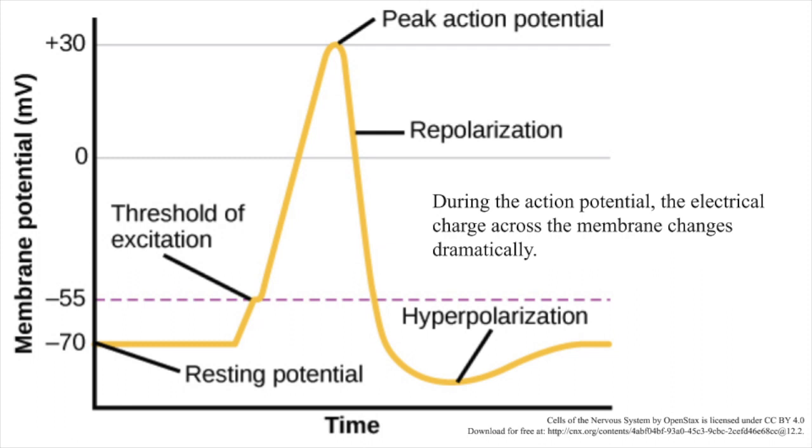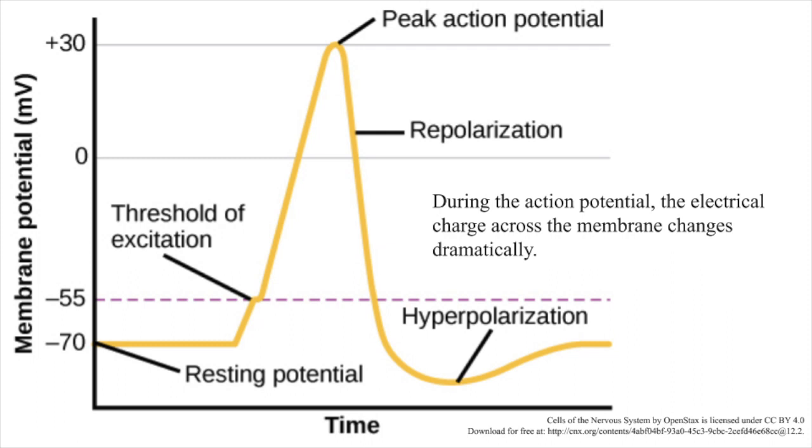The electrical signal moves down the axon like a wave. At each point, some of the sodium ions that enter the cell diffuse to the next section of the axon, raising the charge past the threshold of excitation and triggering a new influx of sodium ions. The action potential moves all the way down the axon to the terminal buttons.